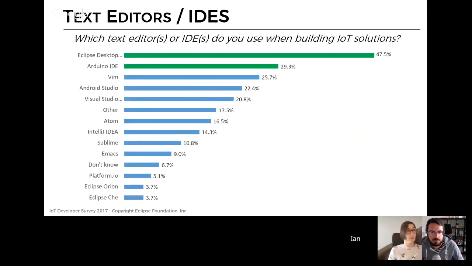We asked about text editors and IDEs that people are using. I admit that there's going to be a bias here, right? Because it's from the Eclipse community, but frankly, I did the analysis of just the IEEE community, so it wasn't coming from Eclipse, and Eclipse was still number 1, right? It certainly wasn't as dominant, but it was still number 1. So I thought the Arduino IDE being second.